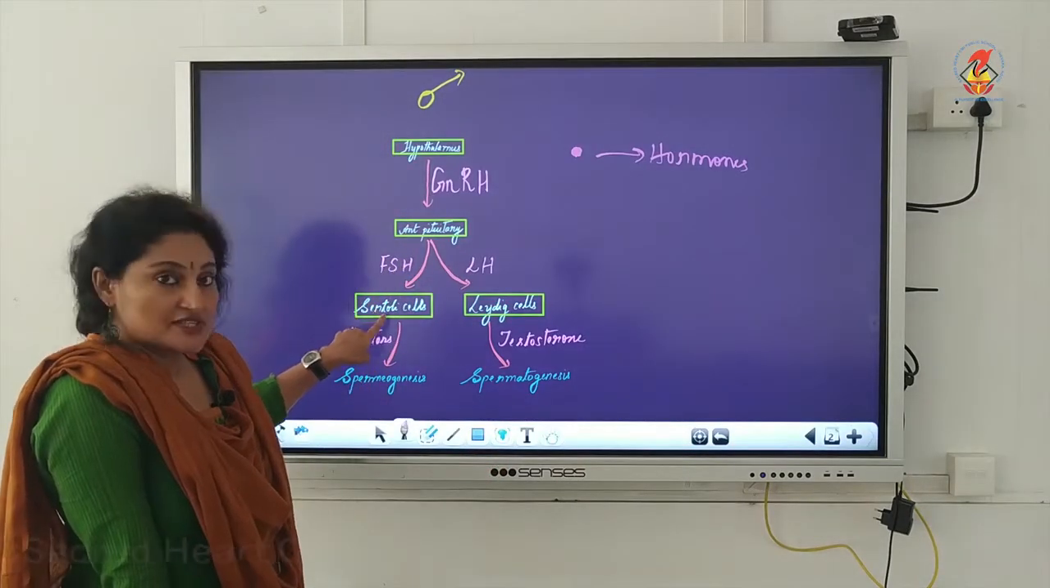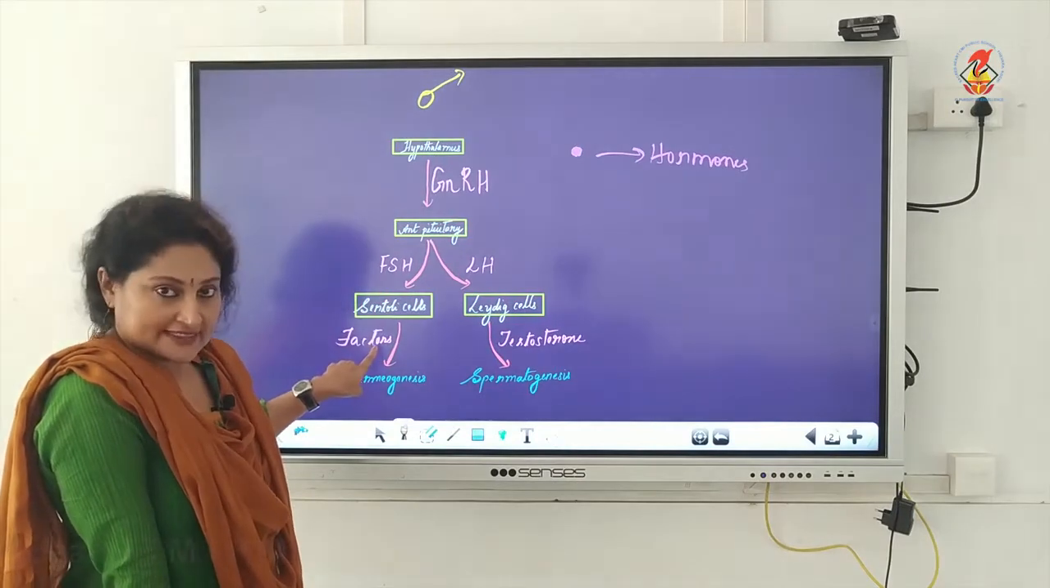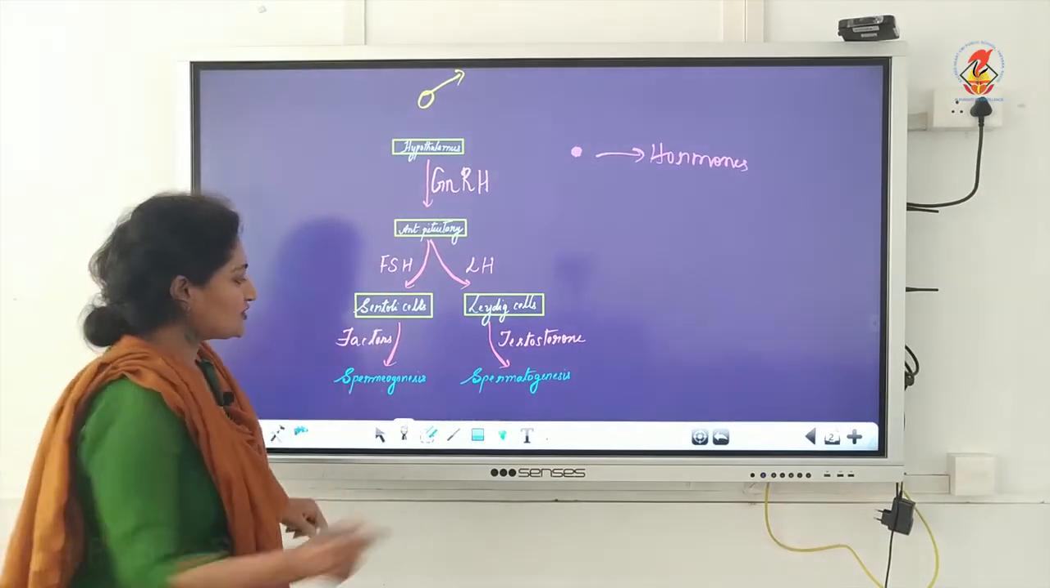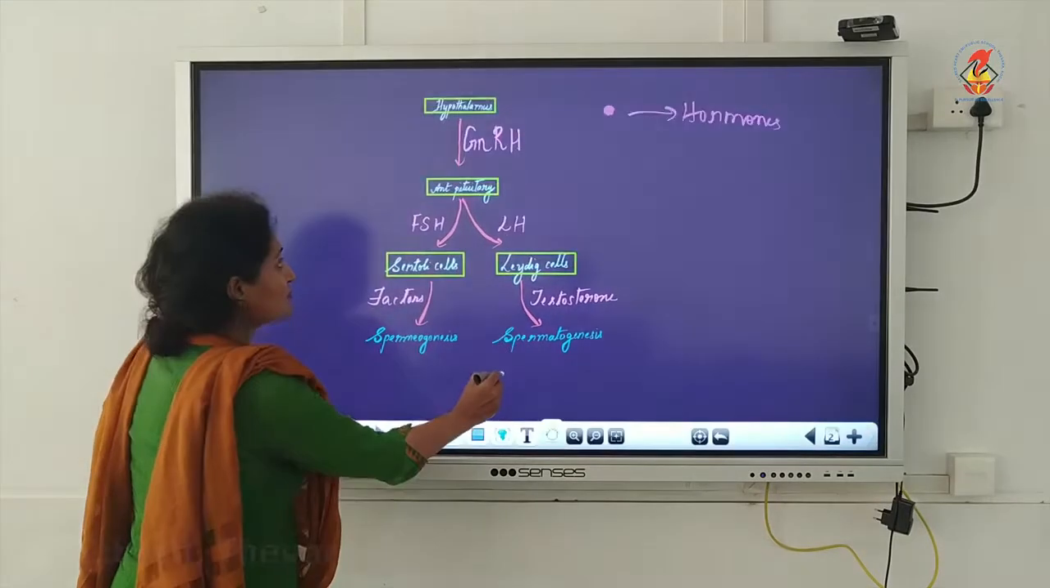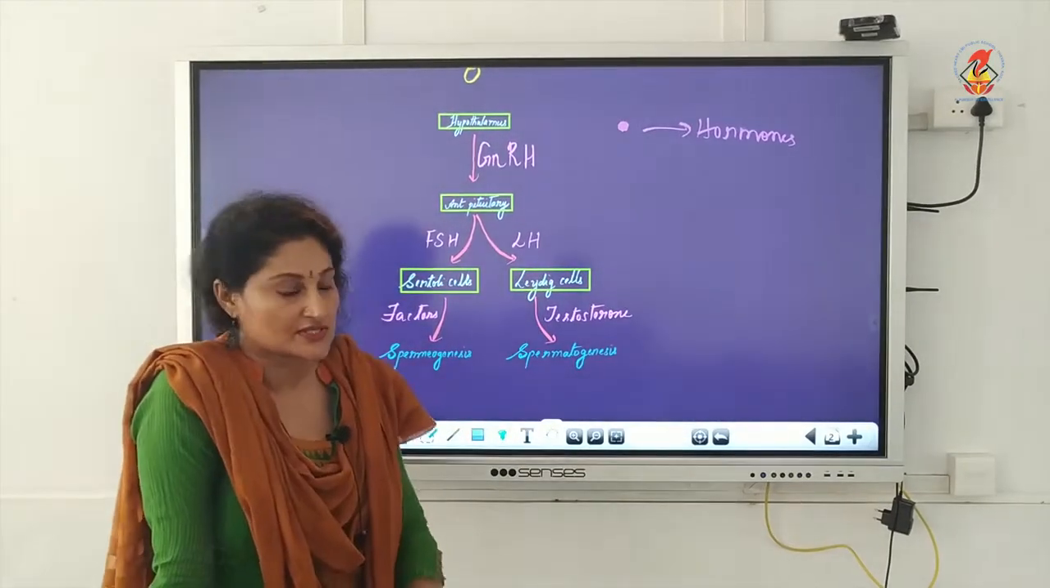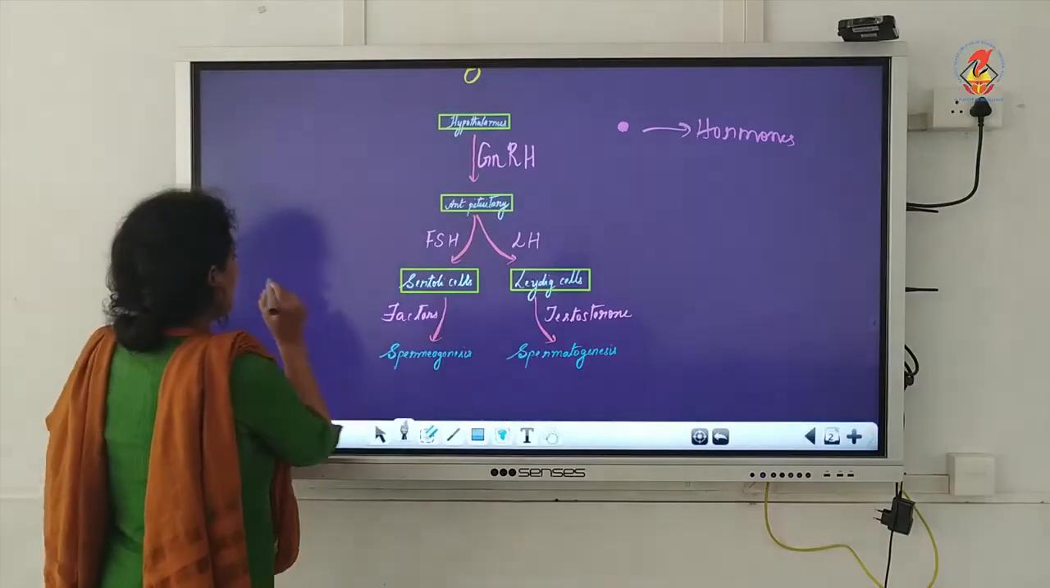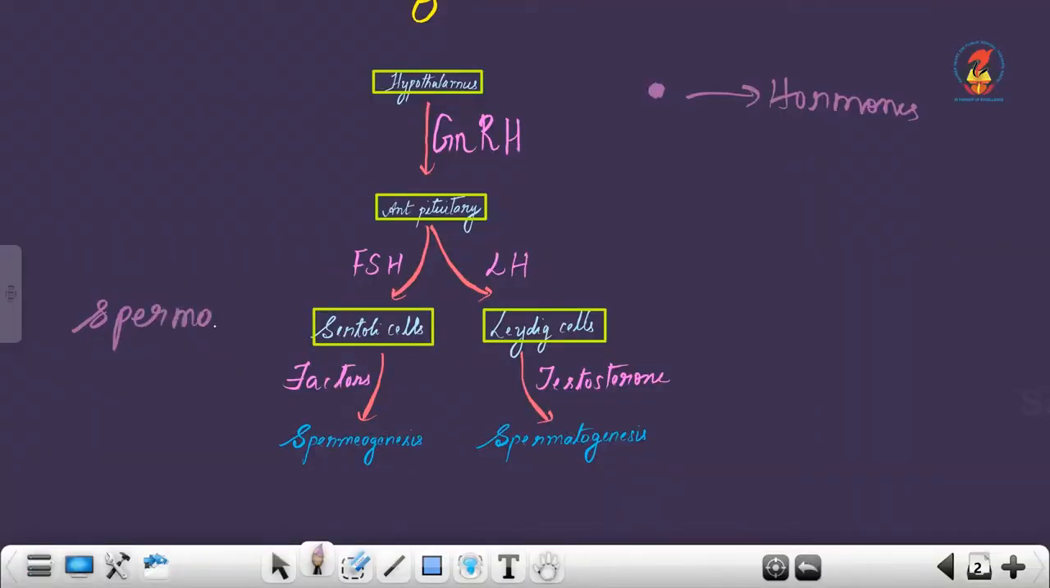This FSH stimulates the Sertoli cells to release certain factors, and these factors are responsible for the process called spermiogenesis. We know what is spermiogenesis. It is the transformation of spermatids into sperms. We know how is the transformation. The spermatids are circular. Then what happened to the spherical structures? It gets modified or transformed into head, middle piece and tail. So this transformation is known as spermiogenesis.